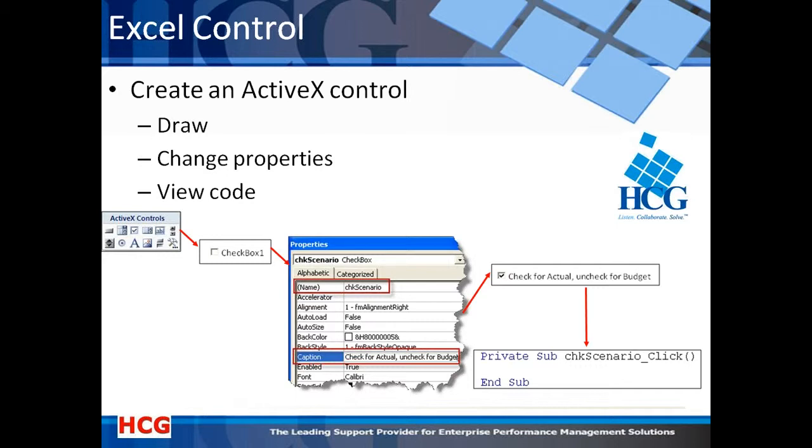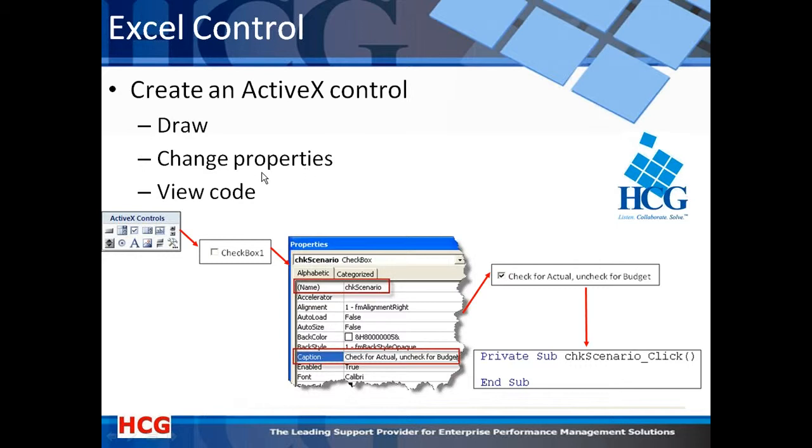I'll show you what the difference is in 2007 when we get to the live demo here. So you select which item you want, which ActiveX control you want. In my case, it was a checkbox, so I select that checkbox, and I click and drag and draw it. Once you click and drag and draw it, you are in what is called design mode for designing that control.